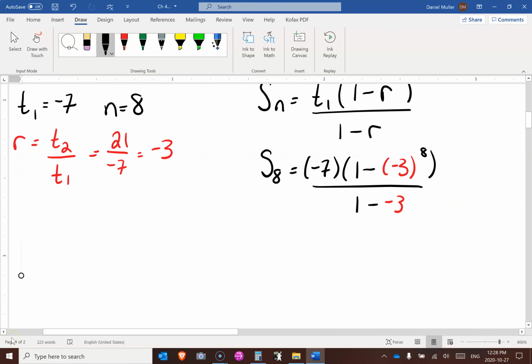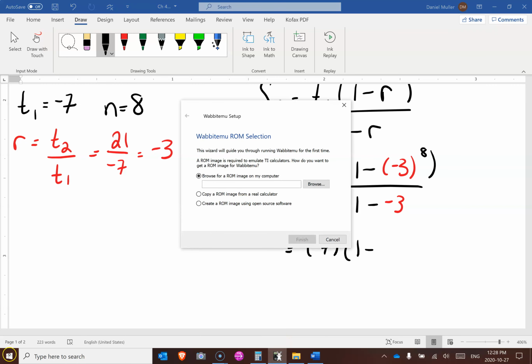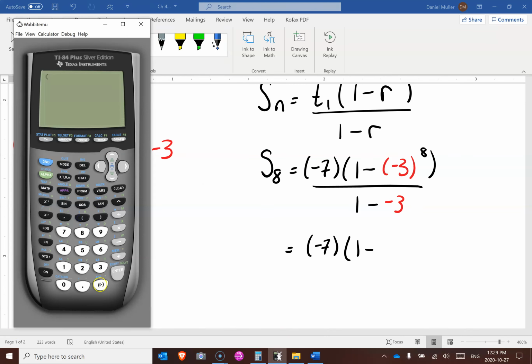So one thing to keep in mind is that this 8 is going to hit the 3, and it's also going to affect the negative, which means if there's 8 negatives, that's a positive. So this whole thing will be a positive number. But then there's another negative out front, which will make this a minus. So I've got 1 minus, and then -3 to the power of 8. Let's try this here, with a bracket, -3 to the power of 8. See what that gets me.